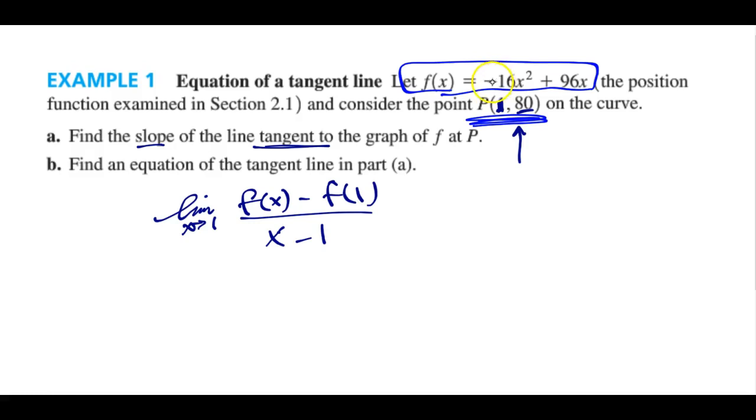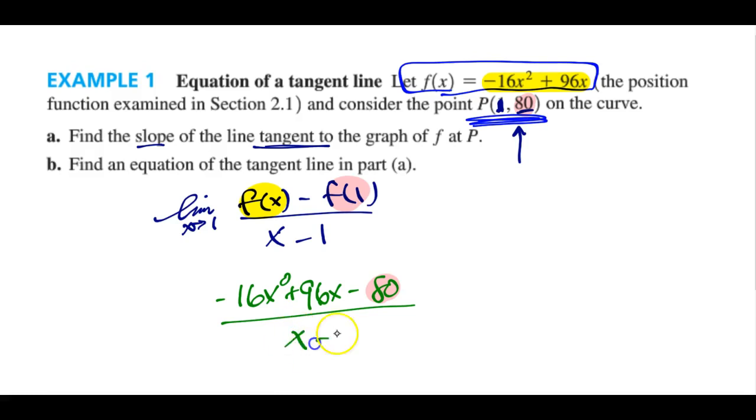Remember, the function is this negative 16 x squared plus 96x. Minus f of 1, let's go evaluate the function at 1. Well, I don't have to do much work. It's given for me. It's 80. That's the point that they gave me, all over x minus 1.